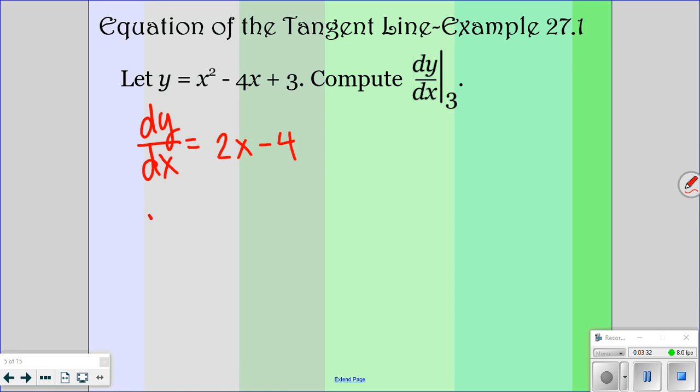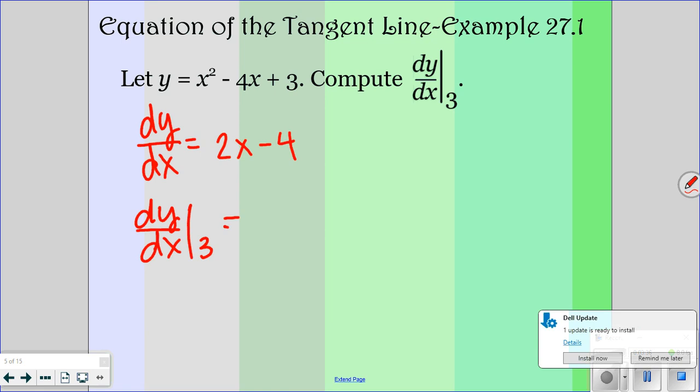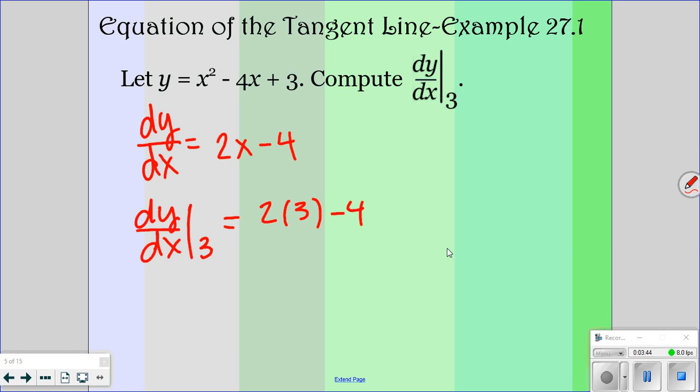So then you take your derivative and you plug in 3. So 2 times 3 minus 4. 2 times 3 is 6. Minus 4 is 2. So that's your answer. So that's how it could ask you to compute the slope, compute the derivative at a specific x value.